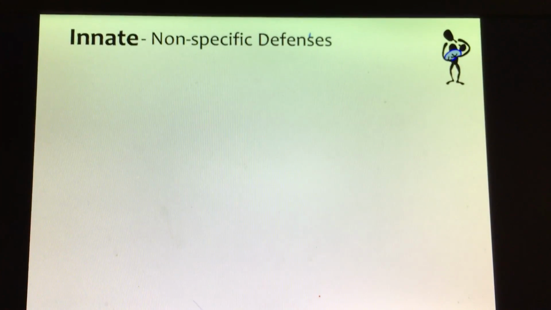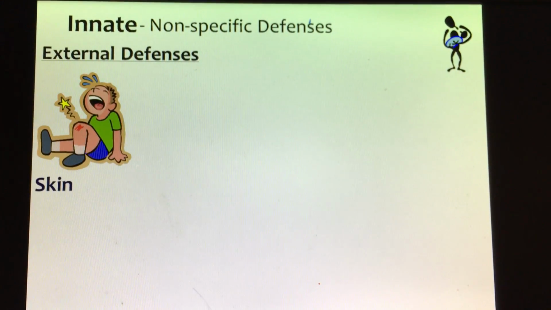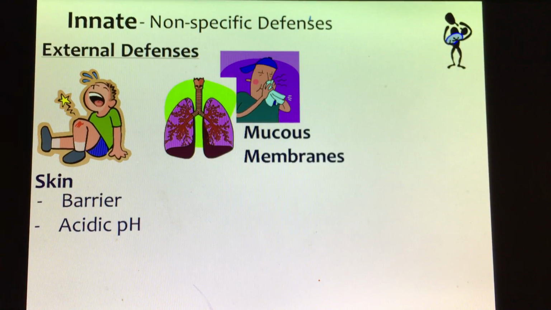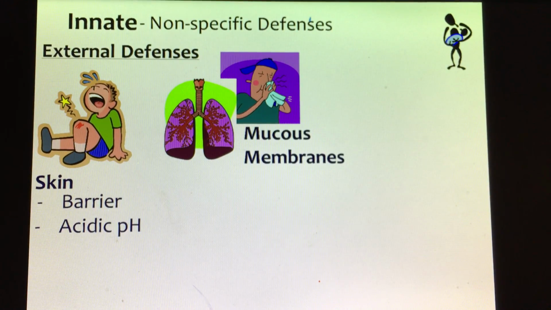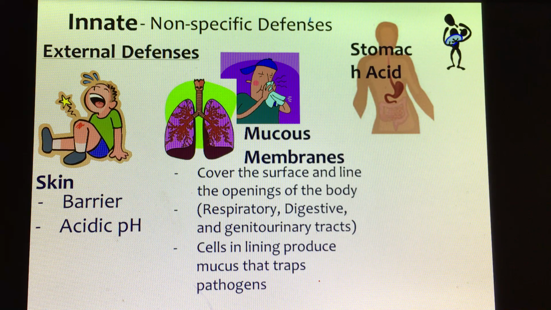So let's go ahead and look at some innate defenses. So here we're looking at non-specific defenses that are external. So this would include our skin, which acts as a barrier and also has a slightly acidic pH. We have our mucous membranes that are lined with cells that secrete mucus that traps pathogens. These mucous membranes cover the surface and line any openings to our bodies. And then we have stomach acid, which has a low pH of about 2 that will kill pathogens, pretty much like in our food and stuff, anything we ingest that has bacteria or viruses.